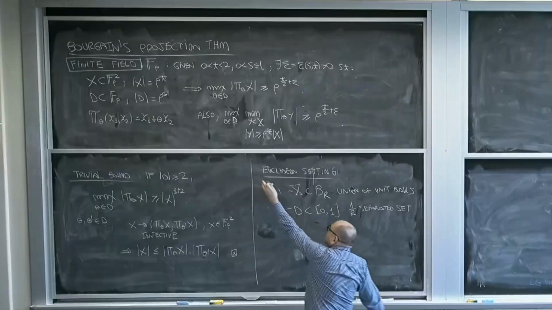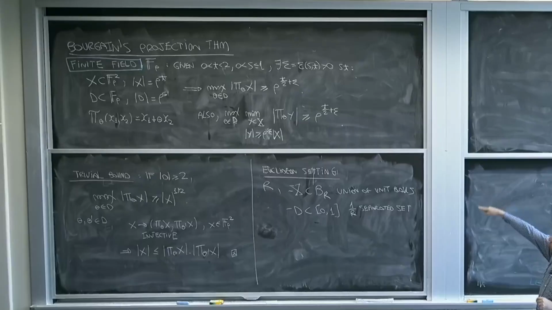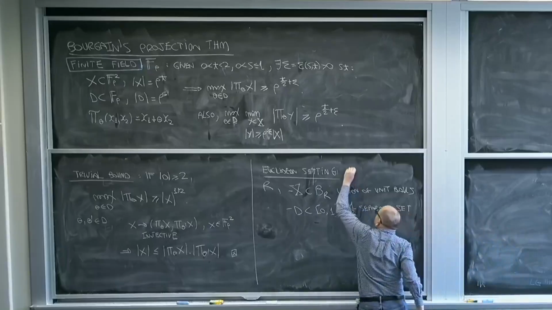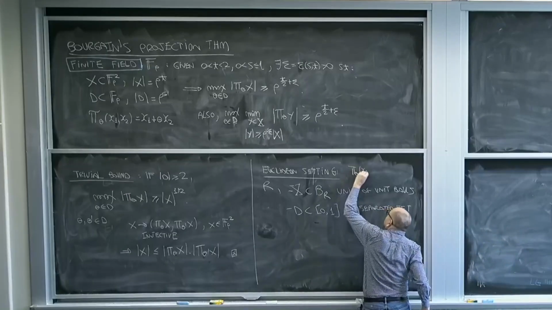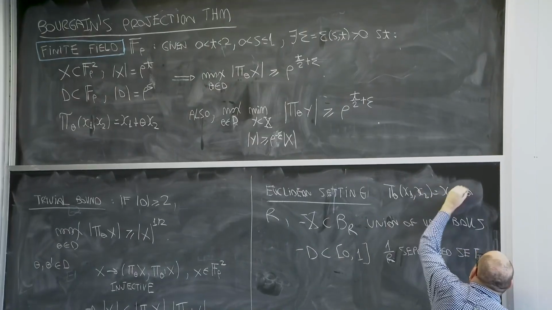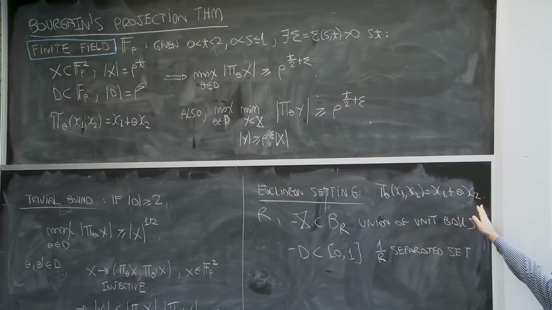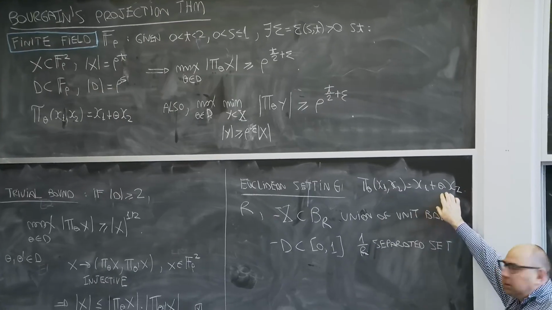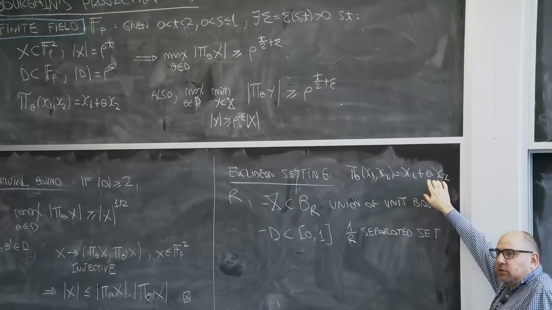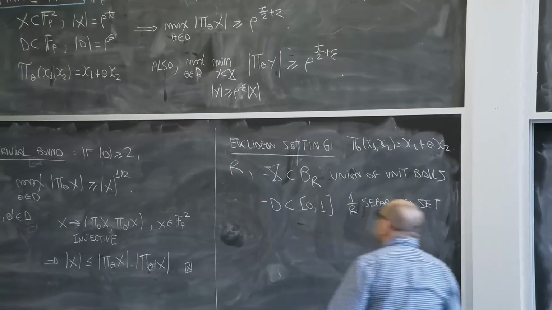Well, we would like that, right? Except that now x is not in F_p squared, but in B_R, and D is no longer in F_p, but in 0, 1. So pi theta is still the same. So pi theta of (x1, x2) is x1 plus theta x2. We could look at orthogonal projections, but up to a reparametrization, this is actually easier to work with. It's not important. OK, so we can ask, does the same happen?